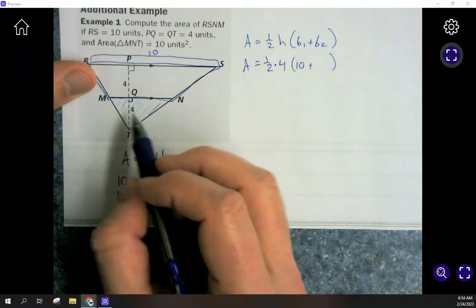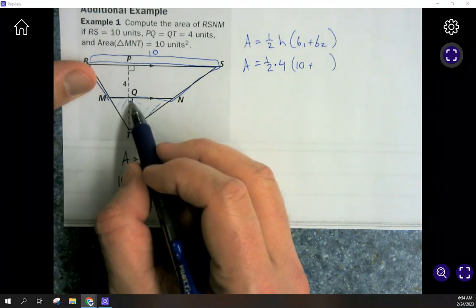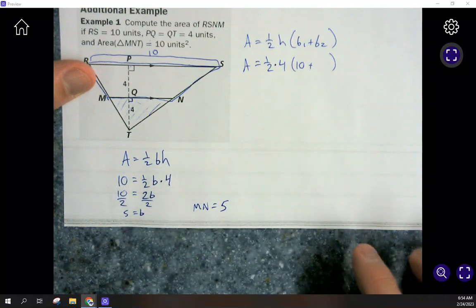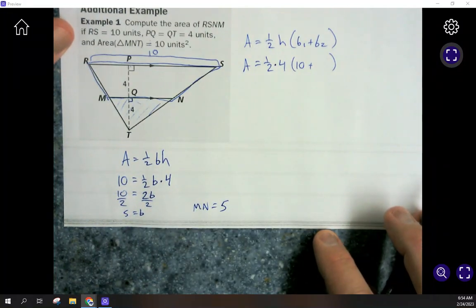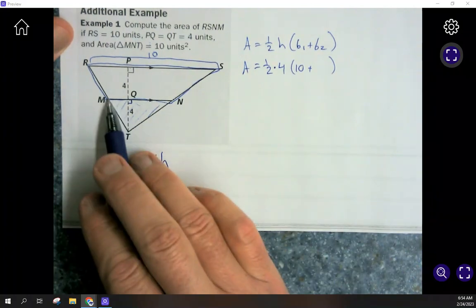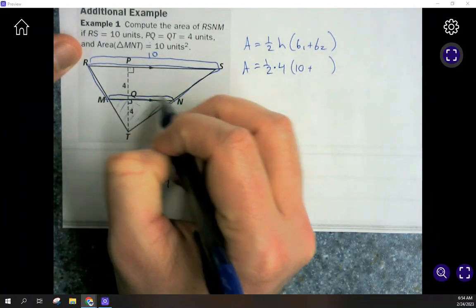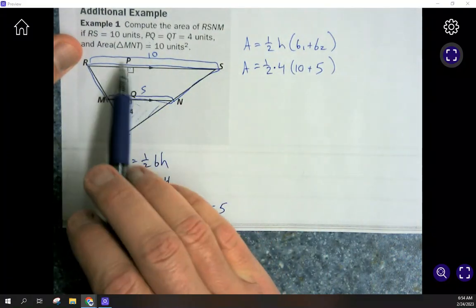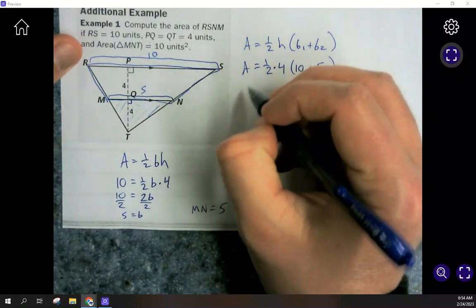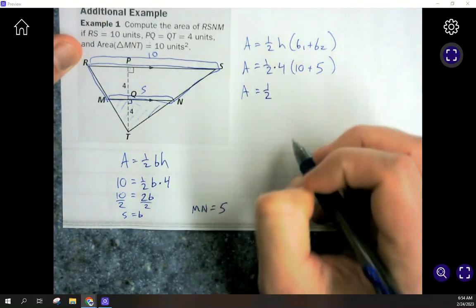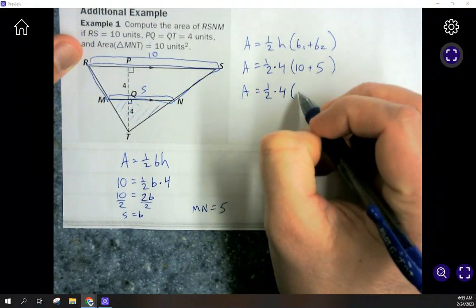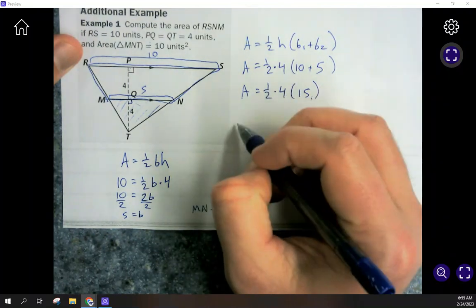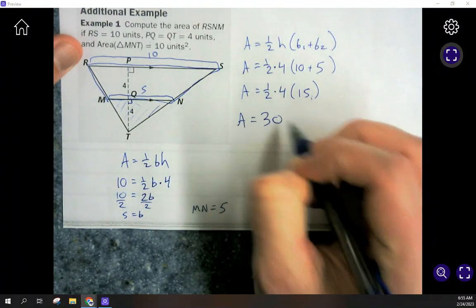b equals 5. And in this case, the height is hitting the base at 90 degrees, which means MN is equal to 5. If the base of the triangle is 5, then MN is 5. So now I can go ahead and take that information, knowing that all of this right here is 5, and plug that in. Again, my height was 4 for the trapezoid, and then my bases were 10 and 5. So 1/2 times 4 times, add those together, 15. Half of 4 is 2 times 15. The area is 30.